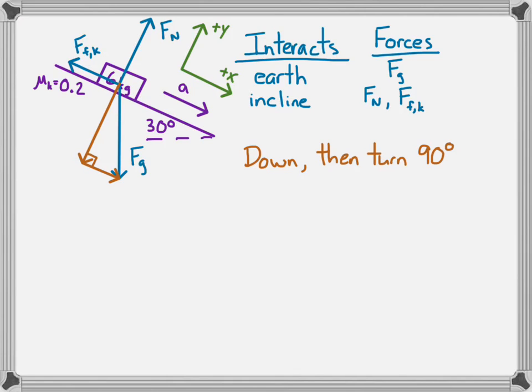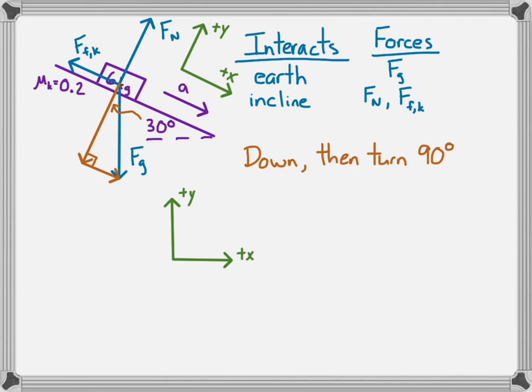Okay, now that I have that triangle drawn, I can use some trigonometry, but I need to know what one of these angles is. I need to know what this angle is or what that angle is. Well, it turns out that this angle is going to be the same as the incline angle. So this angle that we created right here is 30 degrees. Now we can use trigonometry.